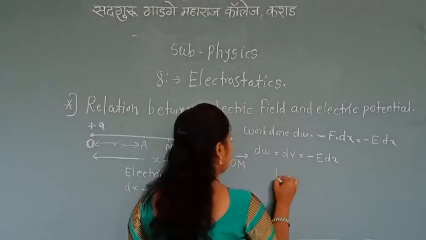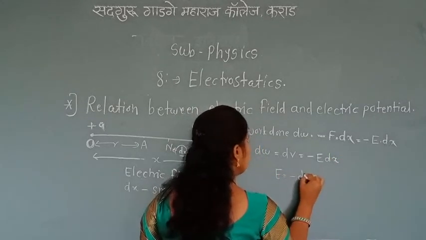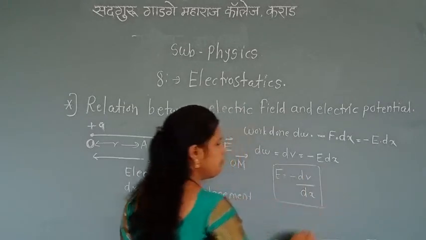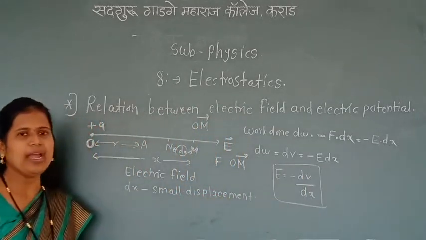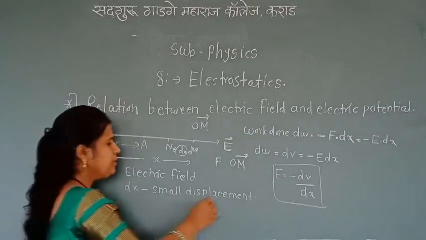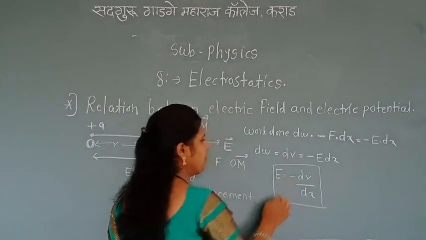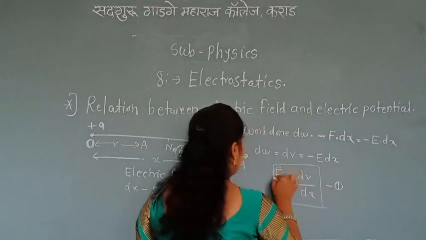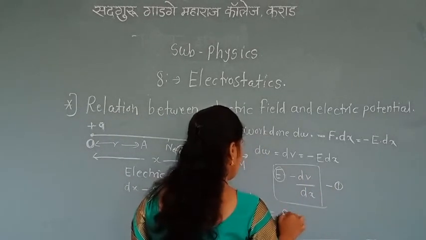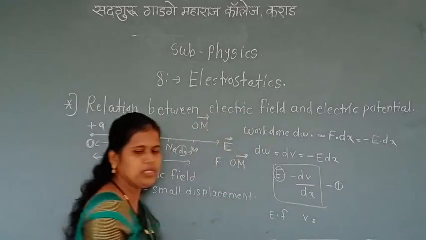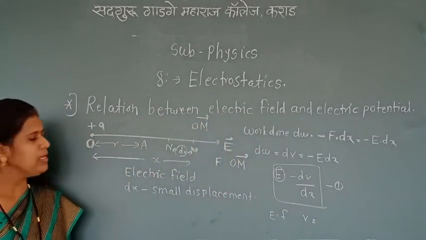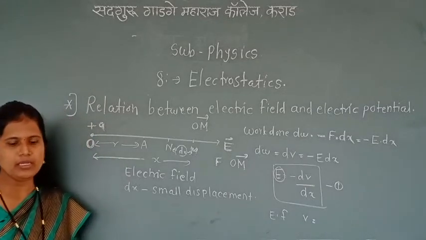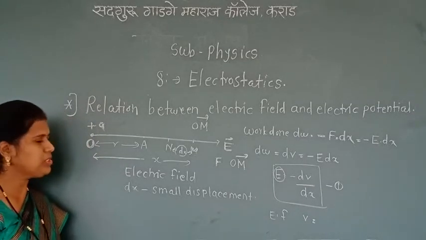Therefore, E is equal to minus dV upon dx. That is the relationship between electric field and electric potential. E is the electric field and V is the electric potential. These equations show the relationship between electric field and electric potential. Thus, the electric field at a point is the negative of the potential gradient.